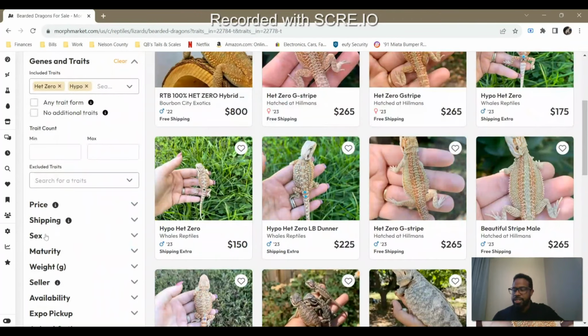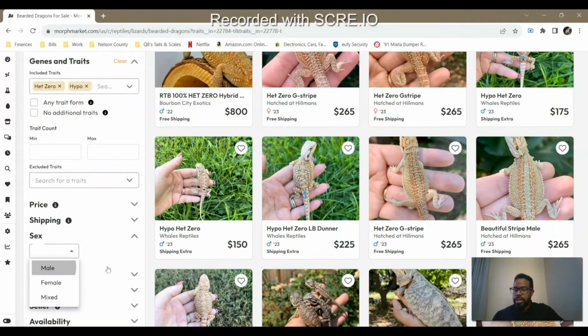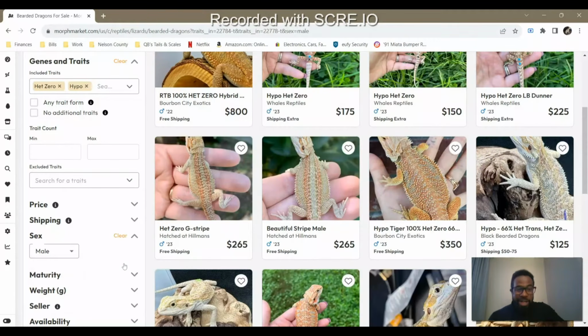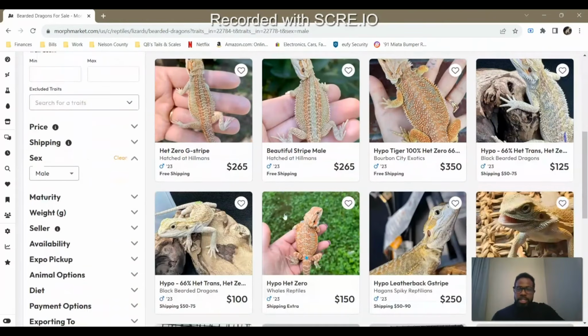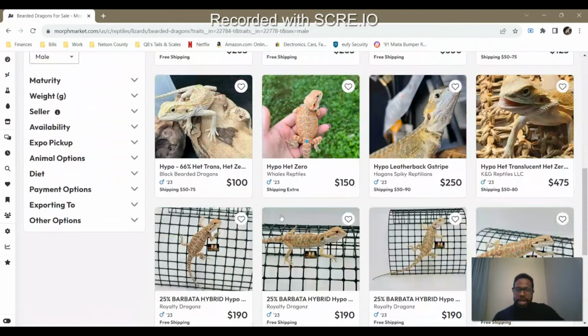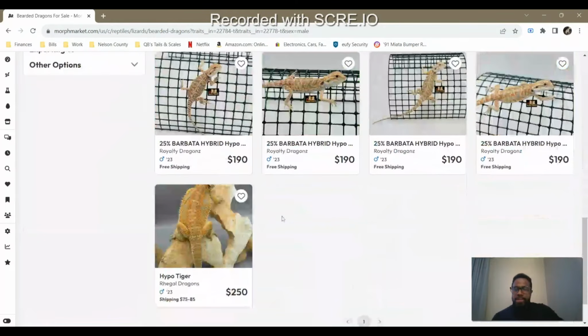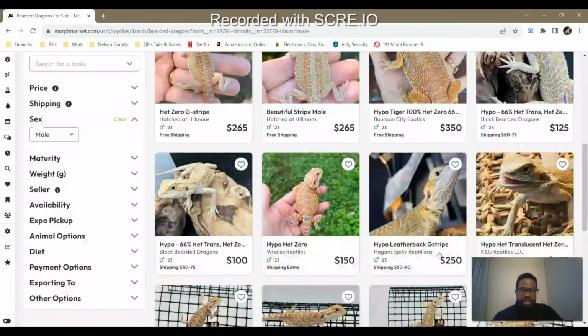You know what? Let's change this gender here to male as well. Sorry for the background noise. I'm in a hotel. So here we go. To make this the most well-rounded pairing, you can add a little bit of dunner in there, leatherback in there, whatever you want to do. So let's see.